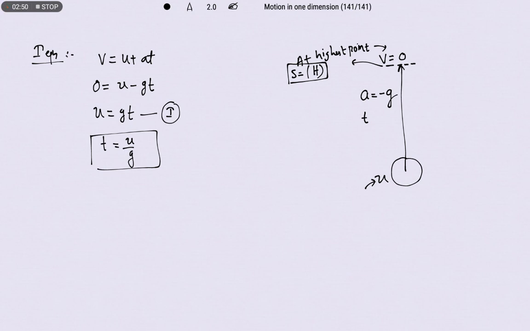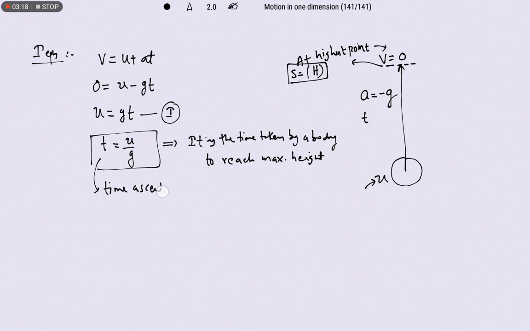So what is this time? This time is the time taken by a body to reach maximum height. This time taken is known as the time of ascent. The time of ascent is denoted by TA. So we can write the time of ascent as u by g.